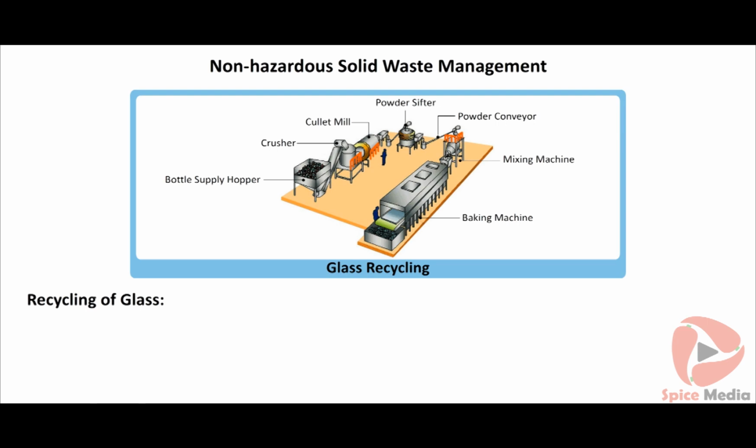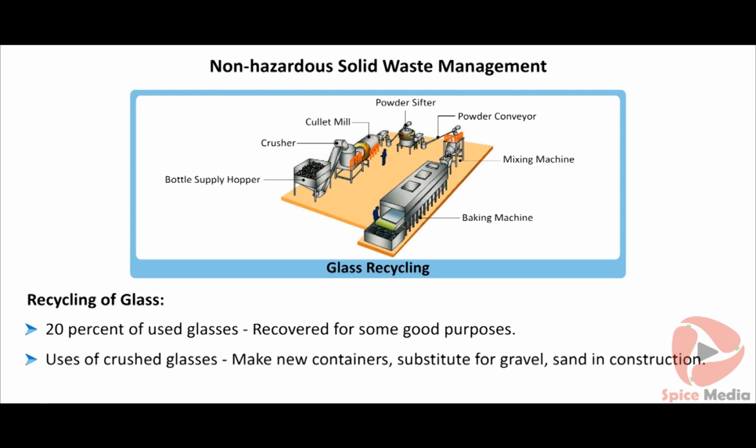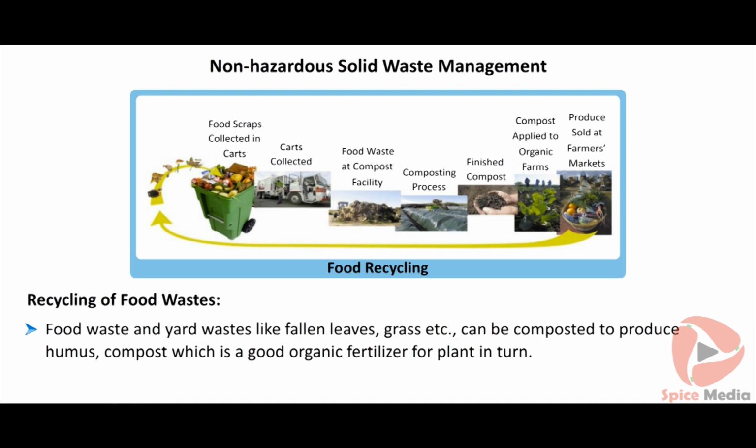Recycling of glass. 20% of used glasses are recovered for the same good purposes. Crushed glasses can be made into new containers or used as a substitute for gravel or sand in construction materials such as concrete and asphalt. Recycling of food wastes. Food wastes and yard wastes like fallen leaves, grass, etc. can be composted to produce humus, compost, which is a good organic fertilizer for plants in turn.